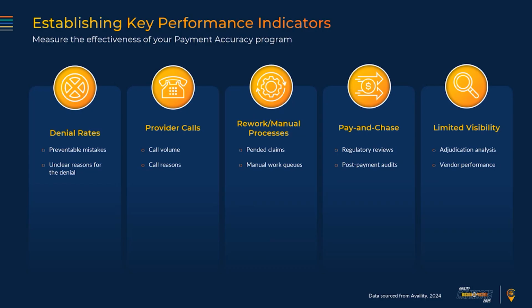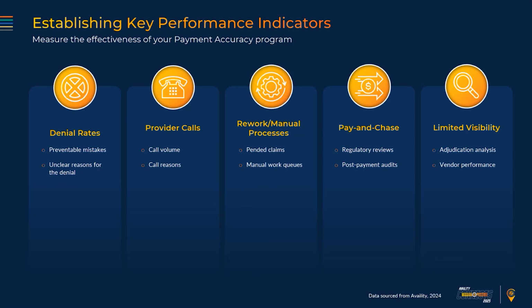The second area that we suggest looking at are provider phone calls. So as a health plan, why are providers reaching out to you? What are your highest call volumes? And what are the call reasons? Why are they contacting you? Is it to find out the status of a claim? Is it to find out why it was denied, or I don't understand my rejection that was issued?